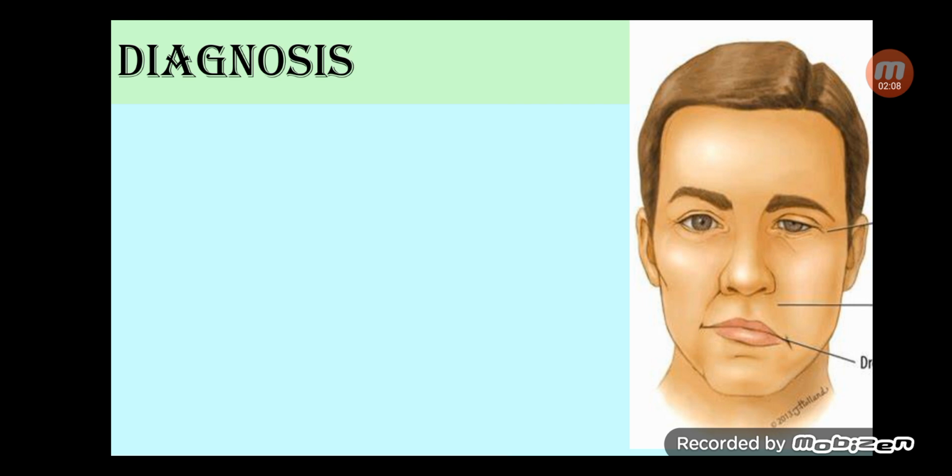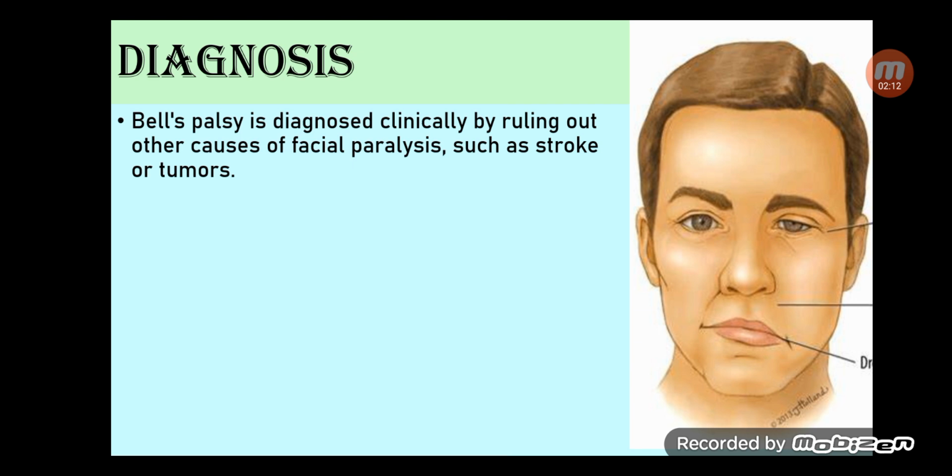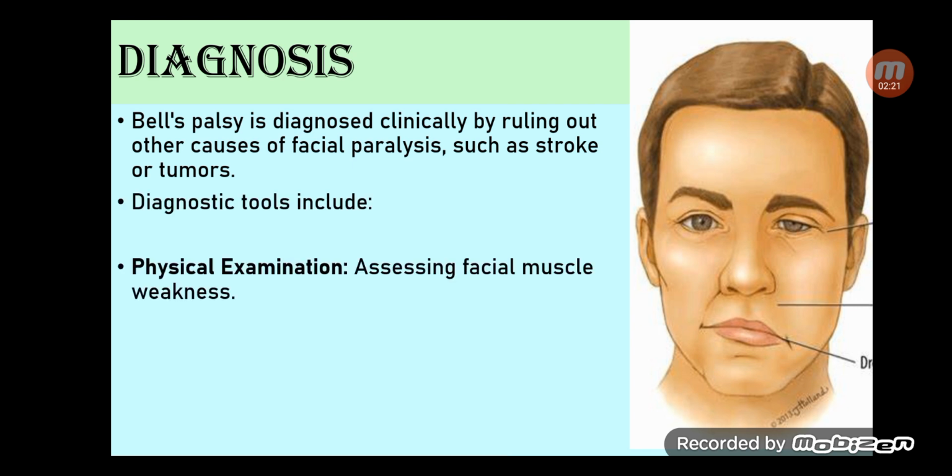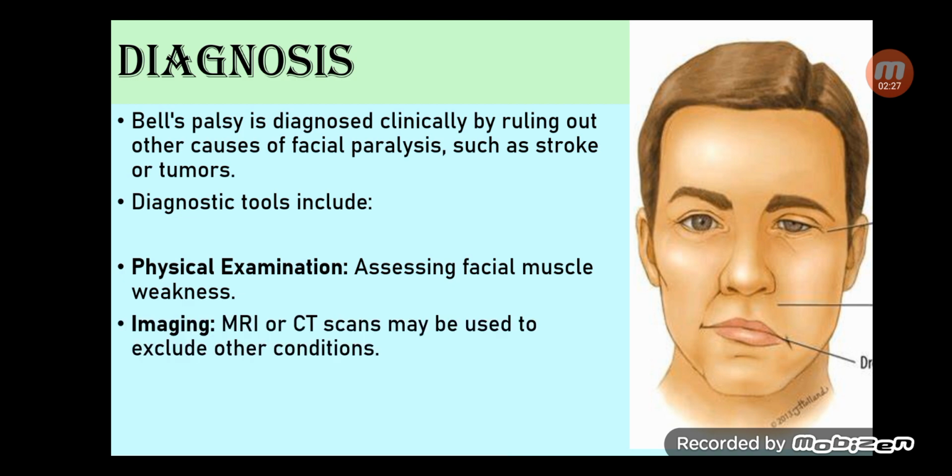Now we will talk about the diagnosis of Bell's palsy, like how we diagnose it. Bell's palsy is diagnosed clinically by ruling out other causes of facial paralysis such as stroke or tumors. Diagnostic tools for Bell's palsy include physical examination, which includes assessing facial muscle weakness, and we can also do imaging in this case, like MRI or CT scan, which may be used to exclude other conditions.